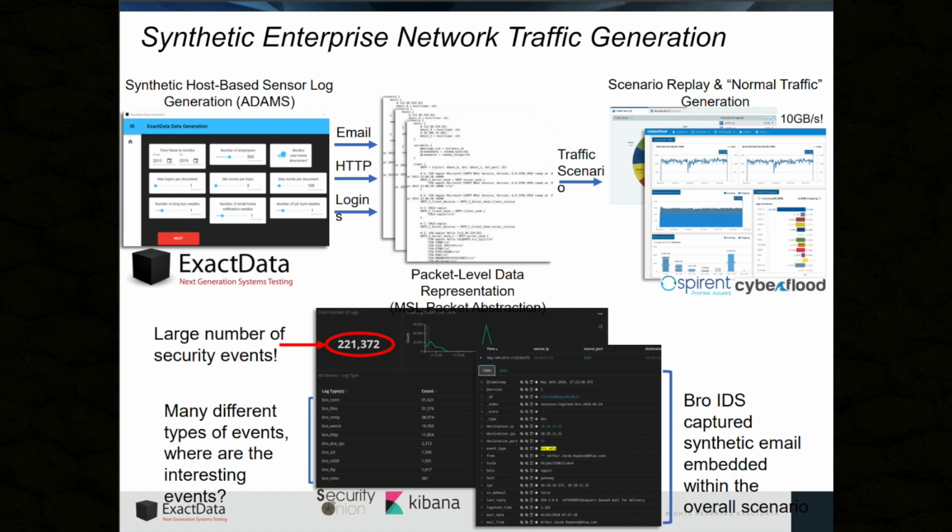Our data model formats these behaviors in a packet abstraction language called Muscle, and through the packet generator Cyberflood by Spirent, we then can play our synthetic network behaviors over the network. The key benefit with synthetic data is that we can provide ground truth files describing exactly when malicious behavior manifests, which then can be used to derive detection accuracy or AI training and testing.